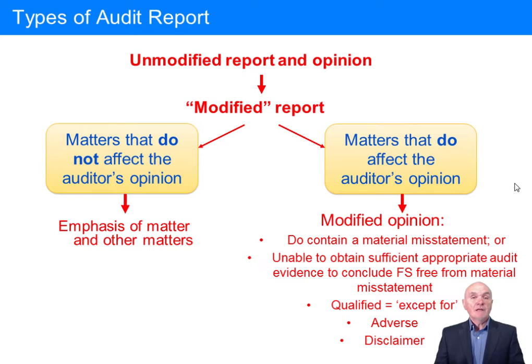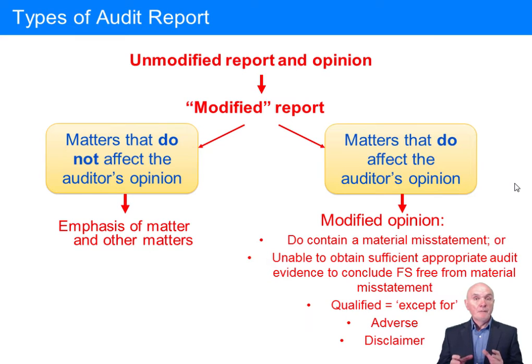The other types of modification are modified opinions. This is where we are not simply saying the financial statements give a true and fair view, end of story. We have found a problem in the financial statements, or we have been unable to gather sufficient appropriate audit evidence. And we're going to change our opinion away from that very straightforward, simple one. So we go down here if they contain a material misstatement, in other words, there's something materially wrong in the financial statements, or we haven't got sufficient appropriate audit evidence.